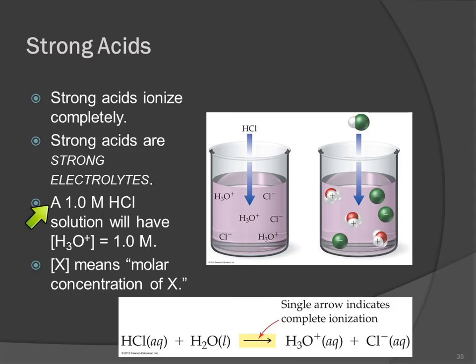And when this happens, a 1.0 moles per liter HCl solution will have a hydronium ion concentration that is the same. Because if we look at this equation, all of that HCl goes to hydronium ion and chloride ion. So we could think of this as being like a pair of shoes. You've got a left shoe and a right shoe. If you have 10 pairs of shoes and they come apart, how many left shoes do you have?